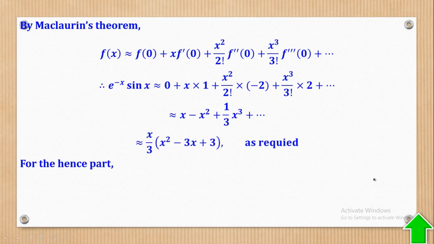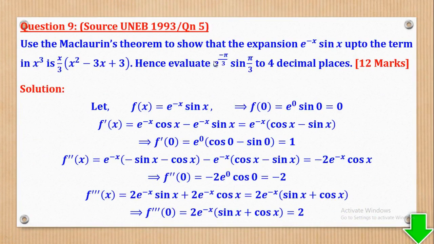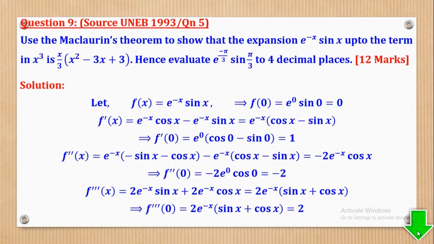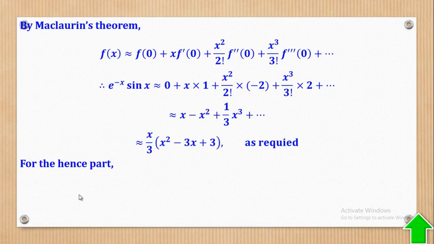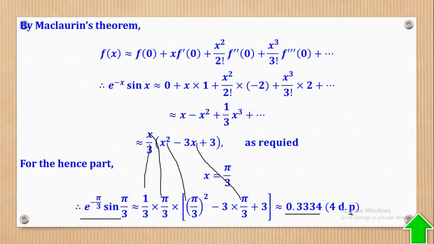Now for the hence part, they told us hence evaluate this to 4 decimal places. That means that x is equal to pi over 3. So when x is equal to pi over 3, this one will be equal to, where there is x, we shall put there pi over 3. So this is x over 3. There is 1 over 3 here, then x is pi over 3 there. Then here put x as pi over 3, put here pi over 3, you'll come up with this to 4 decimal places.